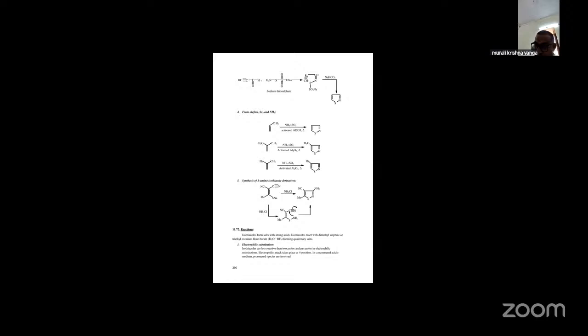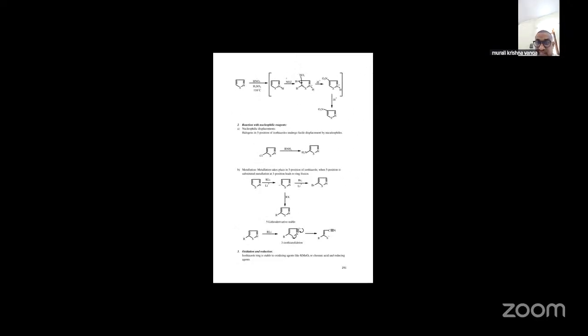Isothiazole electrophilic substitution reaction takes place at the C4 position, such as nitration. I am taking nitration as the example here. Nucleophilic reaction with nucleophilic reagent: halogen at the fifth position undergoes a nucleophilic displacement reaction. Metallation takes place at the C5 position when reacting with alkyl lithium. This negative charge at the fifth position is involved in reaction with alkyl halide. If the fifth position is blocked by different groups, metallation takes place at the third position. This third position metallation involves opening of the ring.